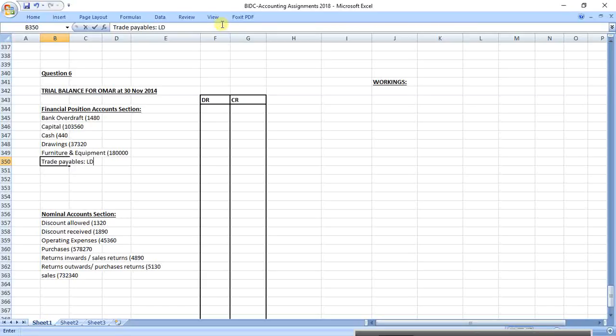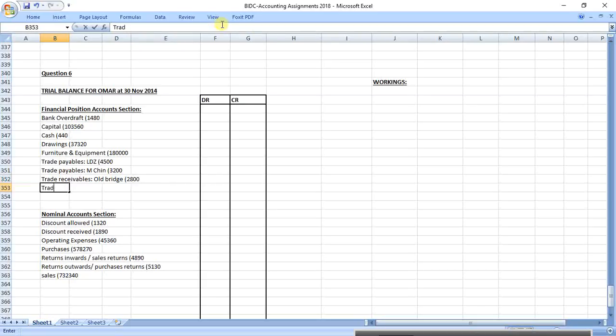LDZ. LDZ, brackets. How much? 1.5. Okay, good. Next, M-chin, trade payables, M-chin, brackets, how much? 32. Okay, now we've got receivables, so trade receivables, for who? Old Bridge Retail. Old Bridge, brackets, how much? 2.8.